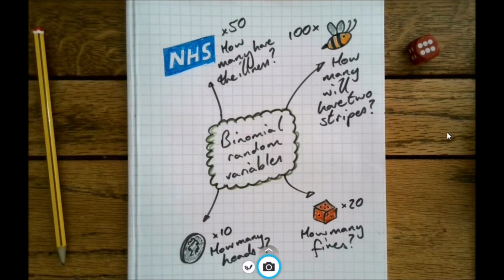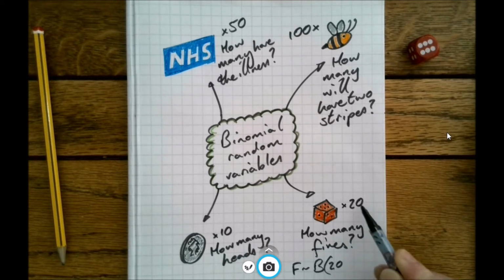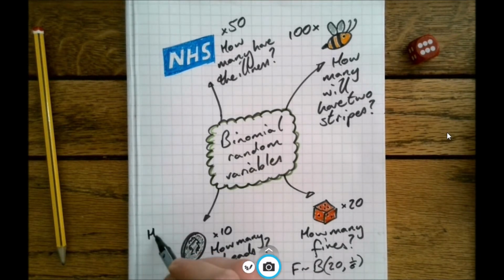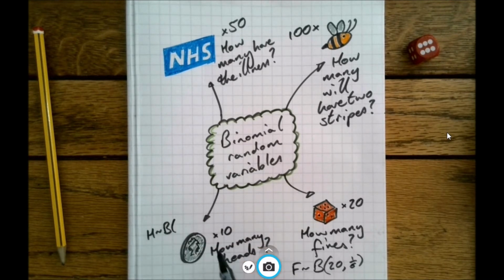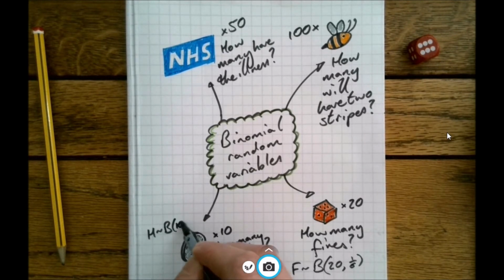Let's attach some notation to this. If F was my random variable for number of 5s, I would say that F twiddles, that weird symbol there, B, and the first number that I put in, which says that it's a binomial distribution, is 20. That's the maximum number of successes, and then the probability is, in this case, a 6th. For the coins, let's say number of heads is the random variable H. It's binomial, the maximum number is 10, and the probability we're going to assume is a half.